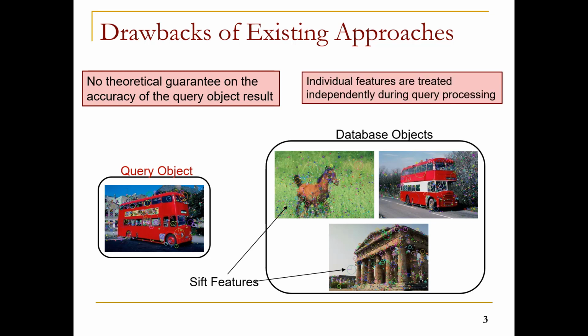Second, each existing technique treats these individual features as independent of each other, and hence cannot leverage common elements between these feature queries for improved query performance. We propose a technique called mmLSH that solves these two drawbacks.